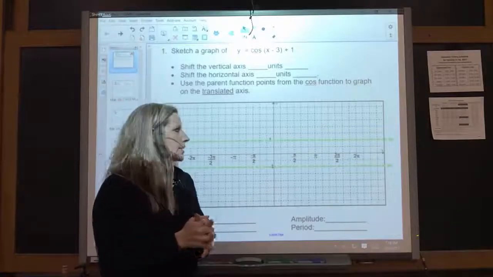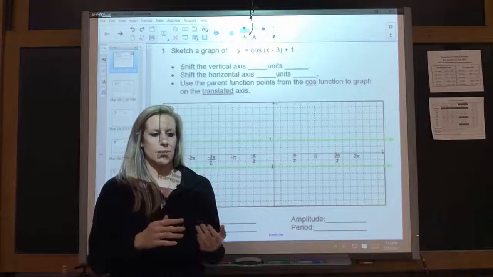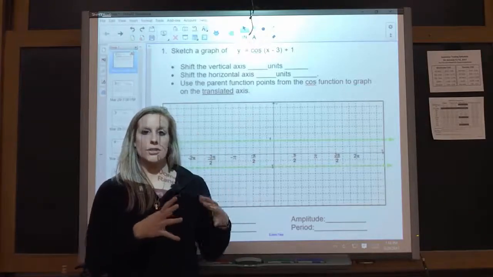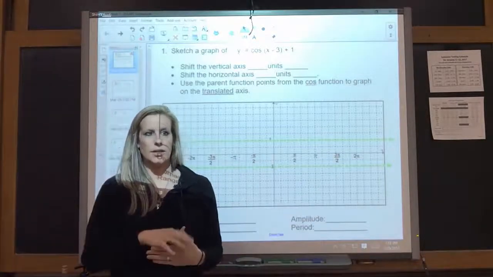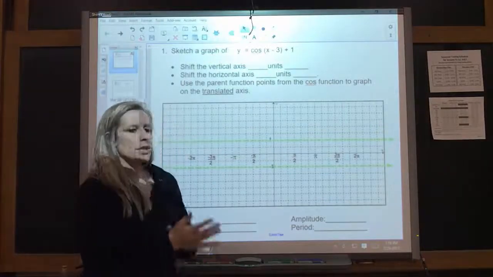Okay, today we are going to take those cosine and sine functions and we're going to move them up and down, as well as yesterday how we stretched it horizontally, stretched it vertically, flipped it upside down. So that's what we're going to do today.